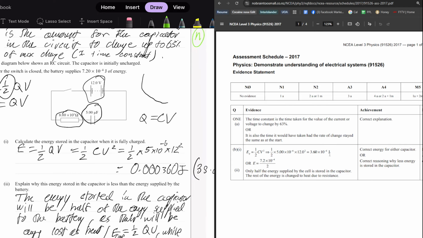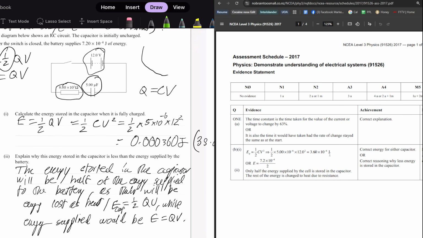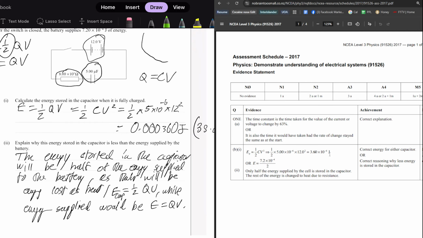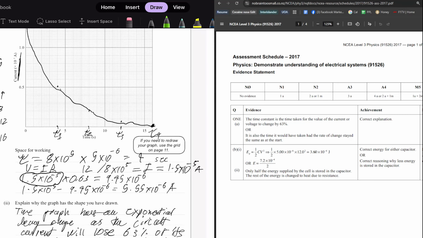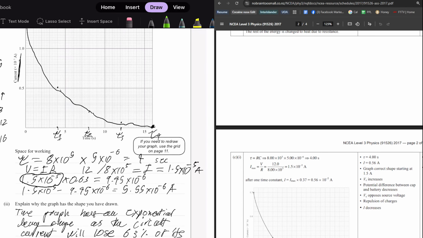What did I say? That's the same answer. I got the energy correct. Only half the energy supplied by a cell is stored in the capacitor. The other half is dissipated due to resistance. I didn't say due to resistance. However, I think I still get the tick. I gotta be honest here. I was thinking of saying resistance. If you run back the tapes, I was thinking of it. But I didn't. Oh, let's go.